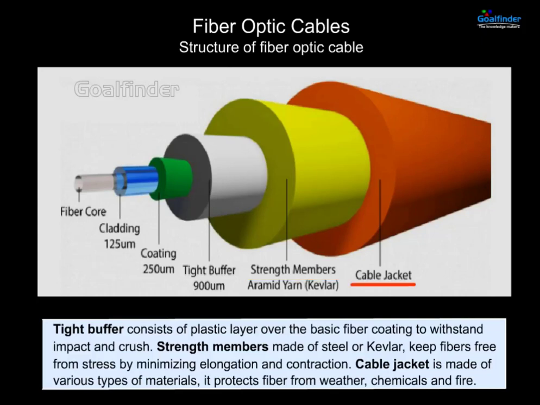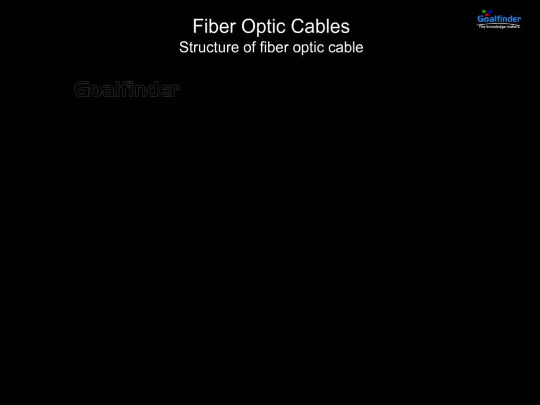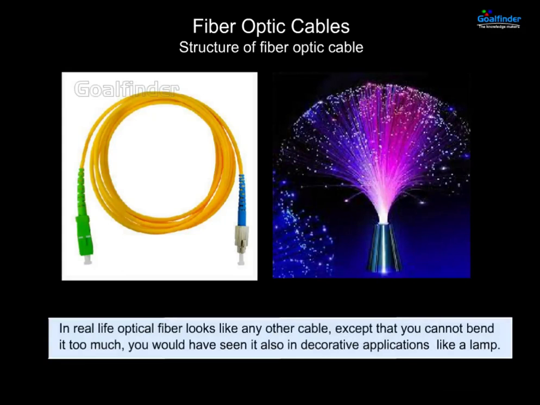Cable jacket is made of various types of material. It protects fiber from weather, chemicals, and fire. In real life, optical fiber looks like any other cable, except that you cannot bend it too much. You would have seen it also in decorative applications like a lamp.